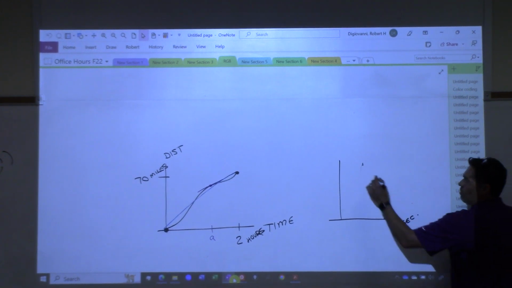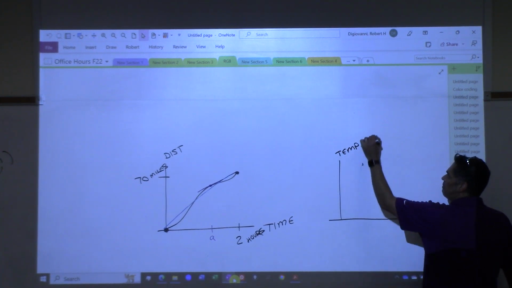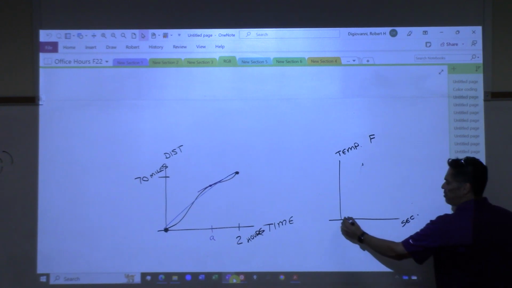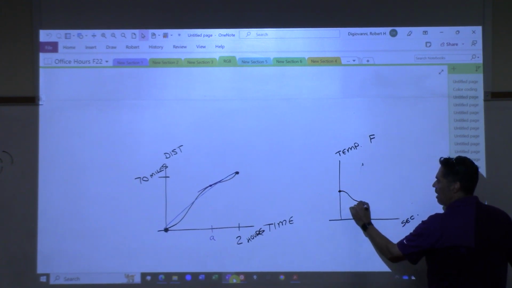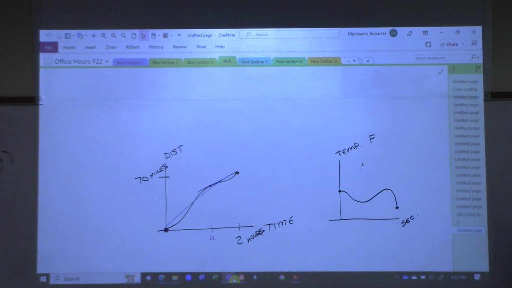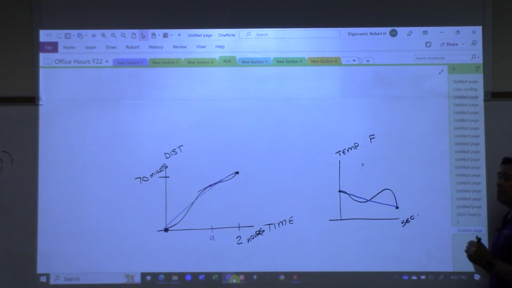And let's say here we're measuring the temperature of something, in Fahrenheit or whatever you want. Then when you run the experiment, maybe your temperature drops and then increases and then drops and you wind up here. So you could ask the question, what's your average rate of change of temperature? Which would mean, what's the slope of that secant line?